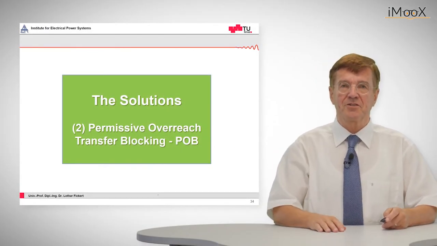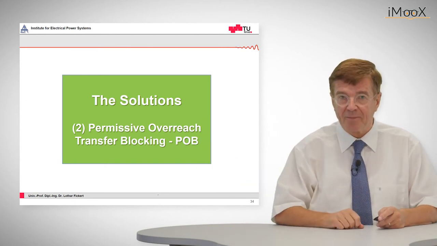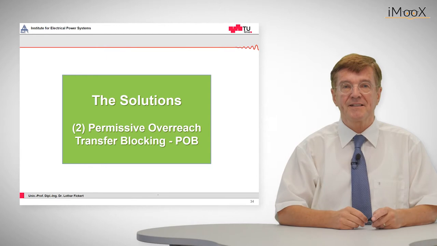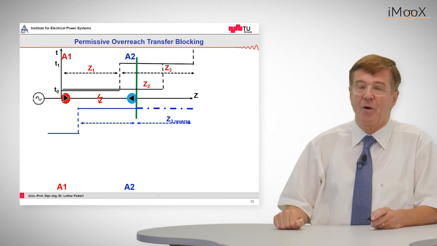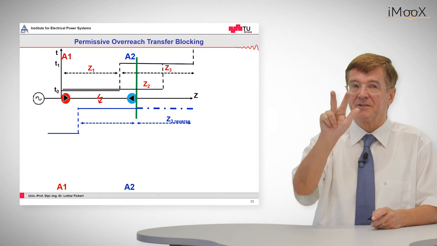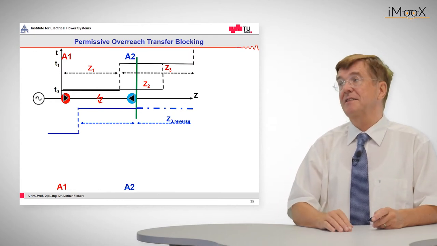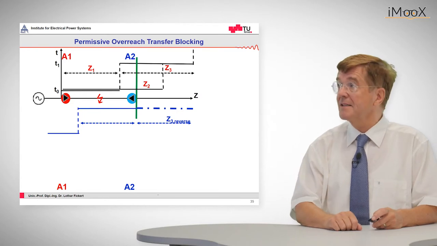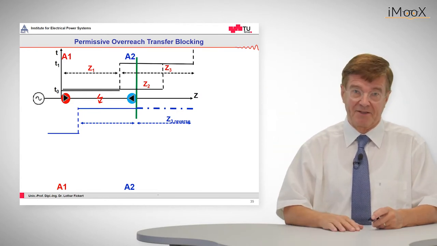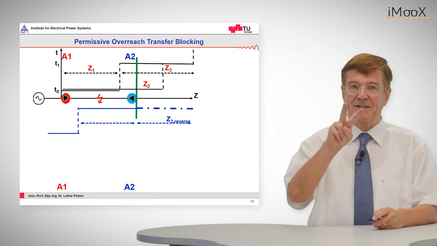There is a second solution to the problem of the remaining 15%, especially in the case of a weak infeed. That means the relay at the far end will not pick up and will not send a release signal. In this case, the so-called permissive overreach transfer blocking, POB, is applied, and I will explain this to you. First we see the basic scheme. Note that relay A1, the one on which we focus, now operates with three zones. One zone is the already known 85% underreach zone. Then we have a second zone which is definitely overreaching, something like 120-150% of the line impedance. And there is a third zone which later on will act as a backup stage. The interaction for this overreach blocking is between zones 1 and 2 of both relays.